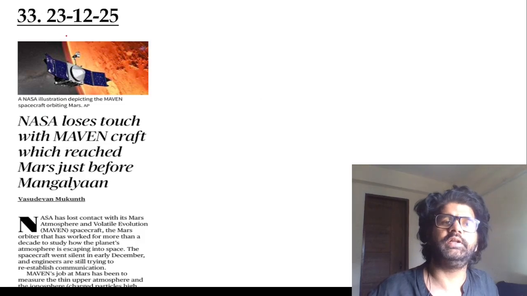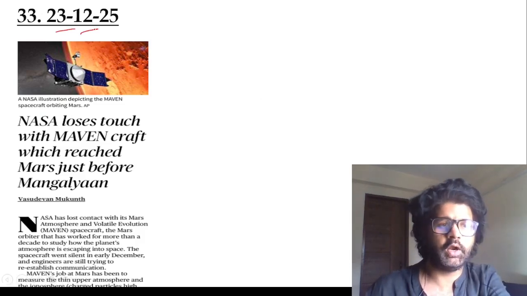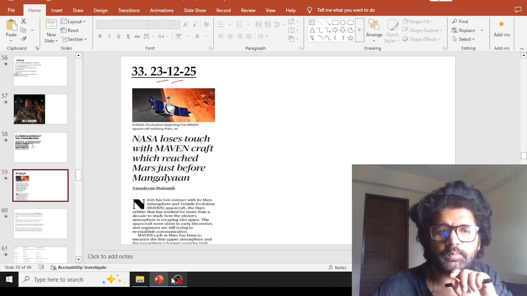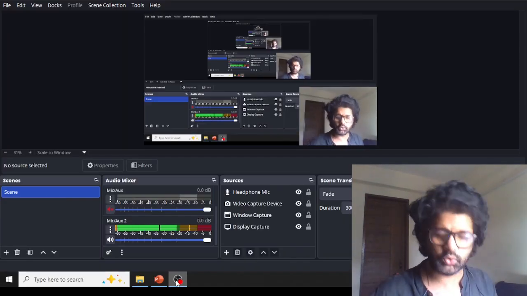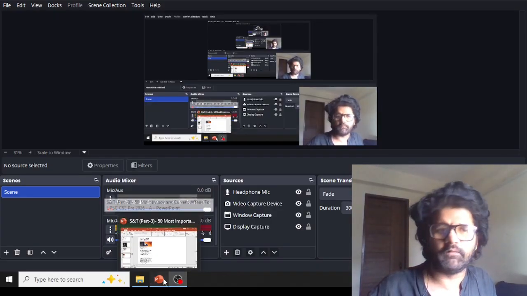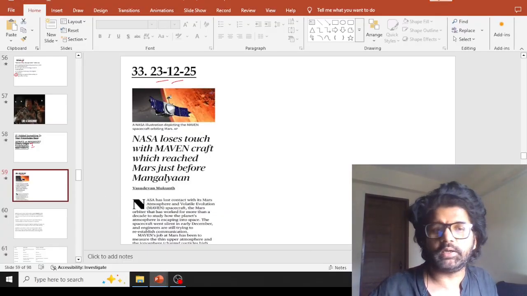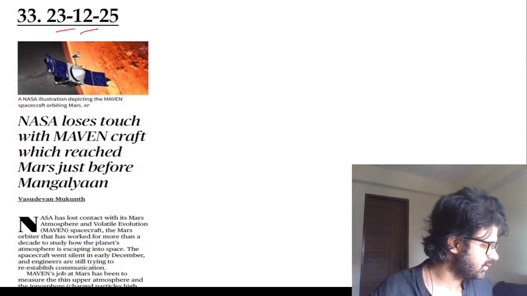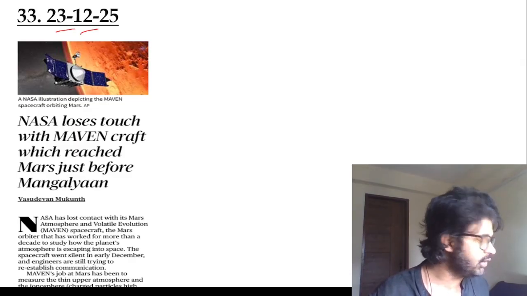Next article, 33rd article, 23rd December 2025. NASA loses touch with MAVEN craft, which reached Mars just before Mangalyaan. We sent Mangalyaan to Mars, but it was a basic technology demonstrator mission. It's not like we were trying to achieve something awesome. We were just trying to show the world that we can do it.